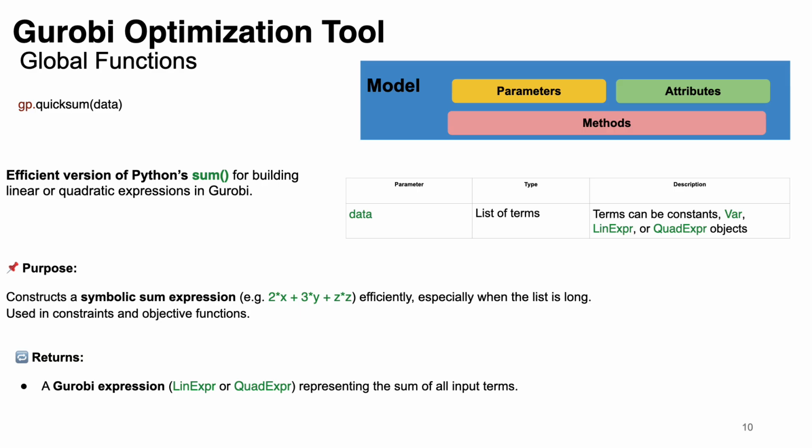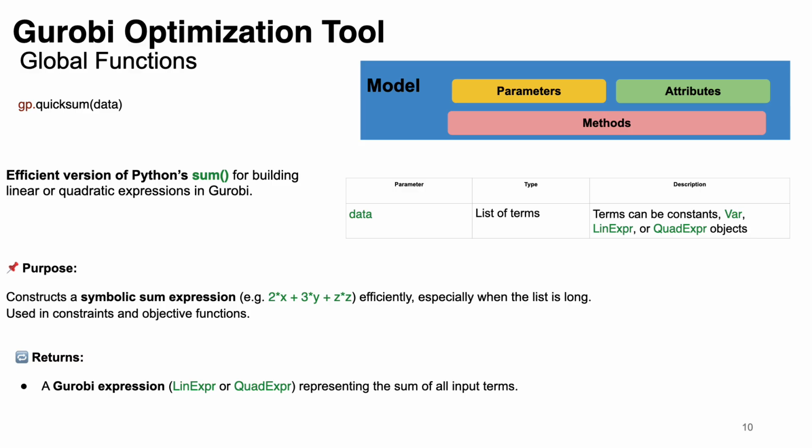Let's look closer at the mechanics of QuickSum. This function is designed to take a list of terms, which can be constants, variable objects, or even existing linear and quadratic expressions, and consolidate them into a single symbolic sum. The return type is a Gurobi expression object, either a LinExpr or a QuadExpr.